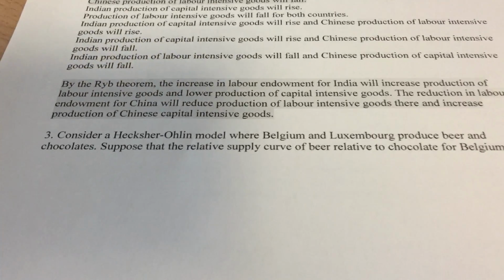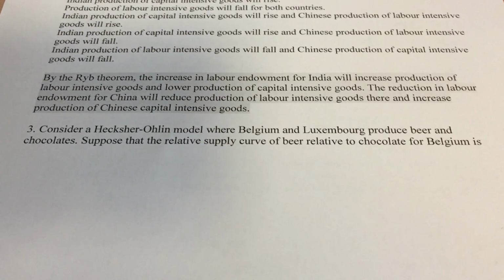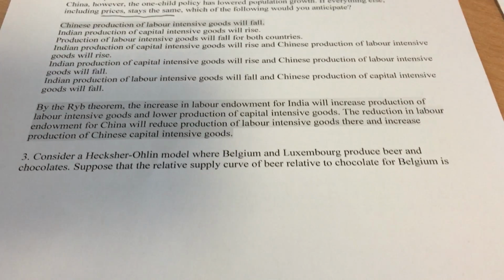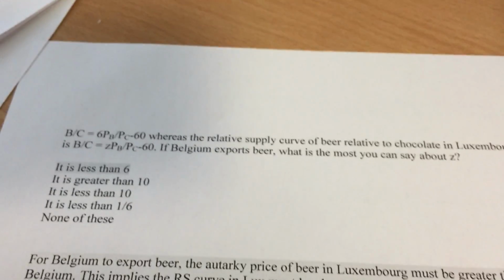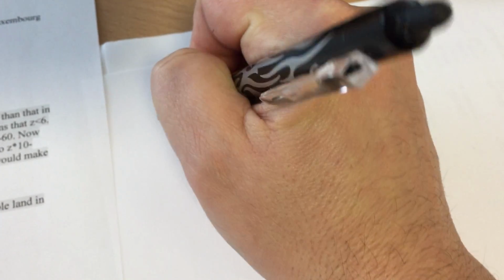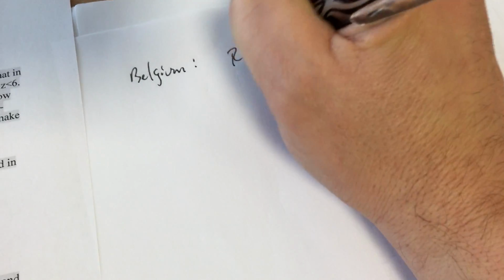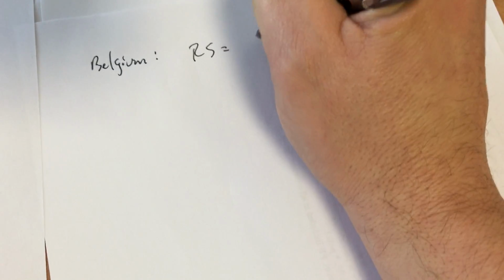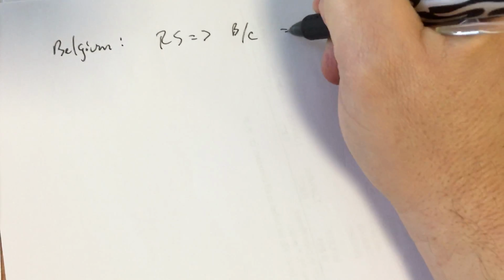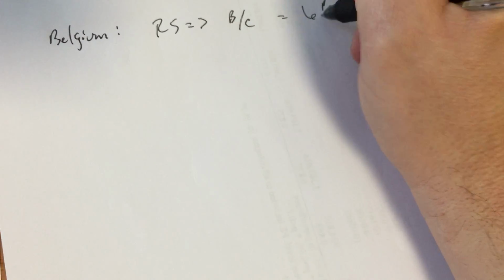Next one. Consider a Heckscher-Ohlin model where Belgium and Luxembourg produce beer and chocolates. Suppose the relative supply curve of beer relative to chocolate for Belgium is beer over chocolate is 6 times the relative price of beer minus 60. So in Belgium, we've got the relative supply: beer over chocolate is equal to 6 times the relative price of beer minus 60.